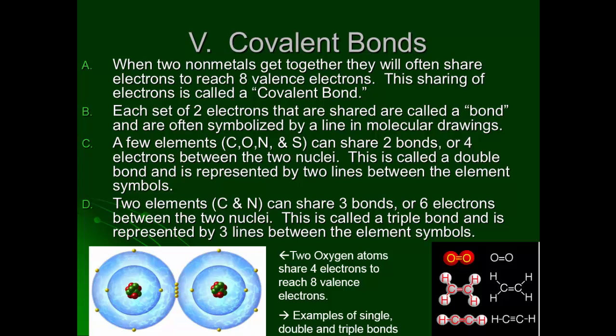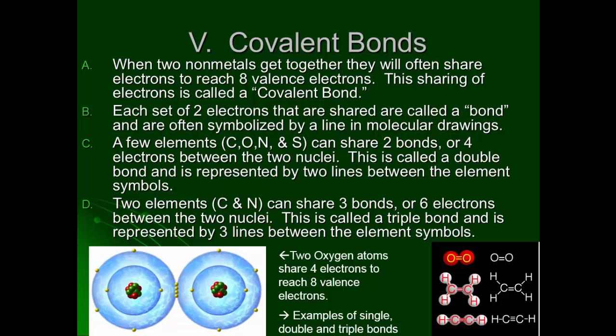Those elements can share 4 between the 2 nuclei: carbon, oxygen, nitrogen, and sulfur. And 2 of them can actually share 6, and that is just carbon and nitrogen. They're the only 2 elements on the periodic table that can share 6 electrons. And when they share 6, they get a triple bond, and so you'd put 3 lines between them. When you have 2 shared, you'd put 2 lines between those elements to show that there's actually 4 electrons there. And whenever you see a line between elements, that represents 2 electrons that are shared.